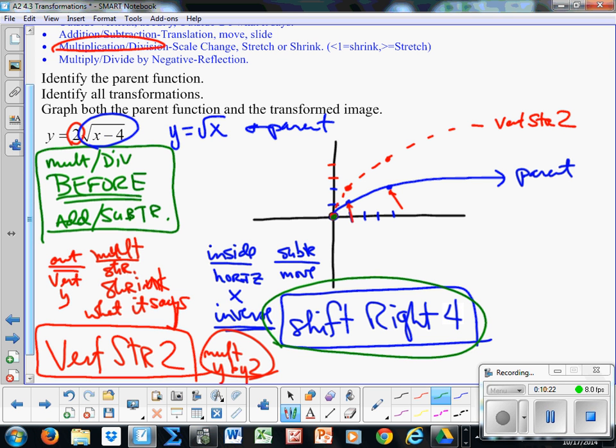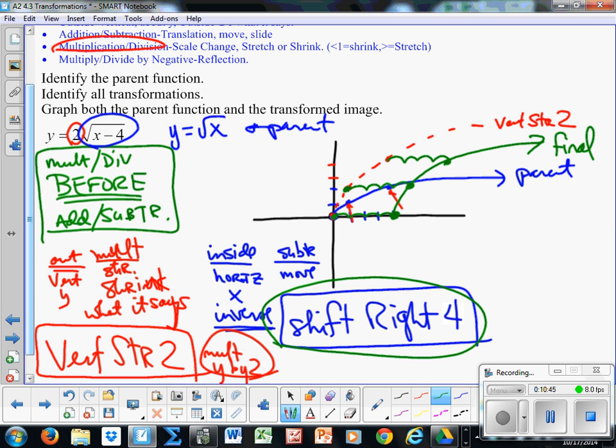So I'm going to take this point on the red graph and move it 1, 2, 3, 4. I'm going to take this point on the red graph at 1, 2 and go 1, 2, 3, 4. I'm going to take this point on the red graph and go 1, 2, 3, 4. Now this is a lot nicer on graph paper. So this is my final image.